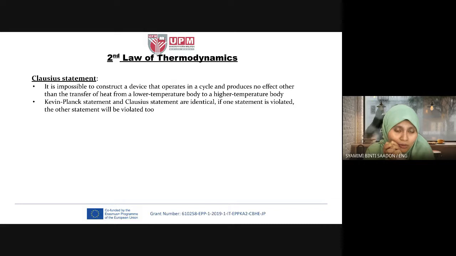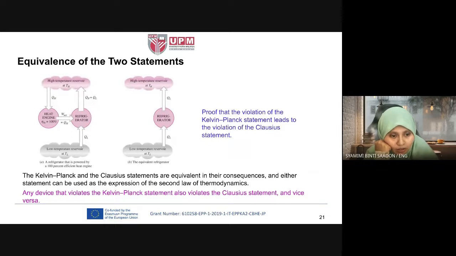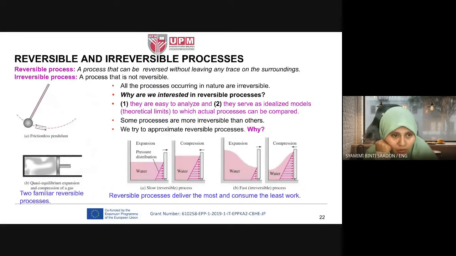So to operate the device in a cycle, it is not complete only if we have a lower and higher temperature body. We need to have either a net power input or a net power output produced from the heat engine. Okay, this is the proof that the violation of the Kelvin-Planck statement leads to the violation of the Clausius statement. Okay, so, reversible and irreversible process.